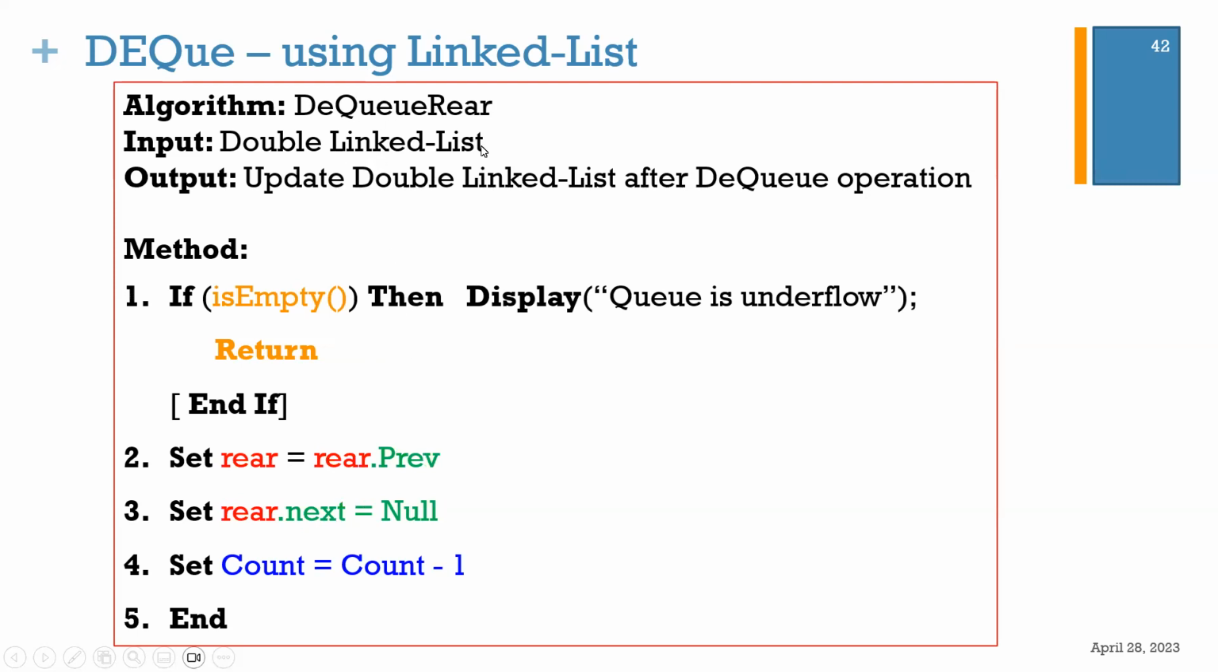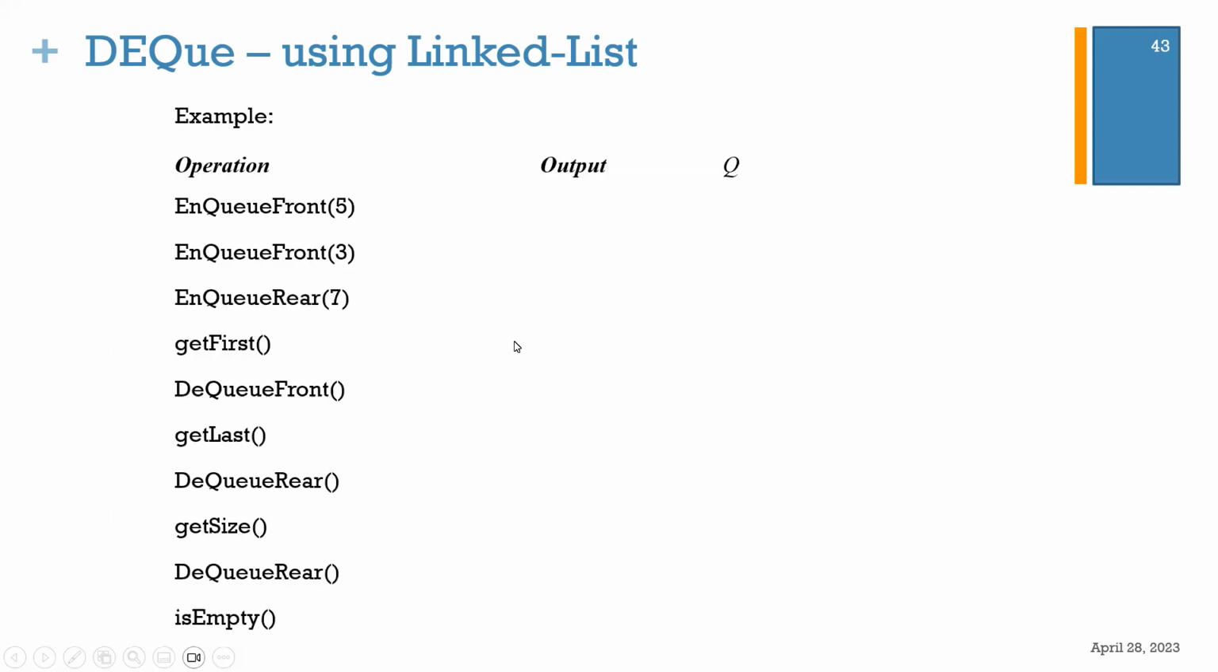This is for dequeue at rear. This is not normal, because dequeue is actually at front. So we can use a new method for dequeue at rear, which will remove the tail. How to remove the tail? We can use previous: rear equals rear.previous. This will remove the tail element. And take care that the new rear.next should be equal to null. Okay, so this is the double-ended queue.